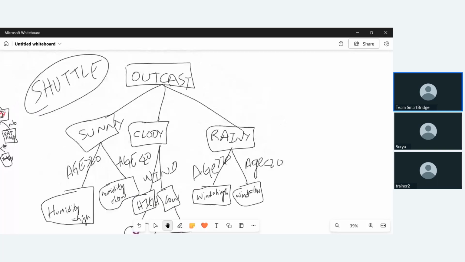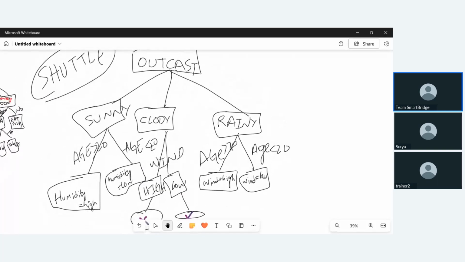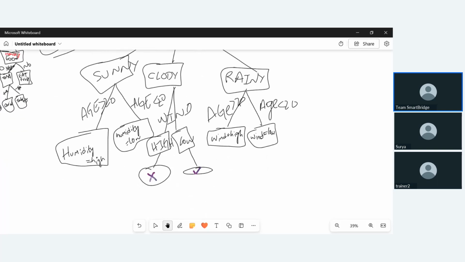This is how the decision tree works. So the first thing is outlook. How is the outside environment? We have the outlook scenarios: sunny, cloudy, and rainy. Okay, now coming to each individual scenario.